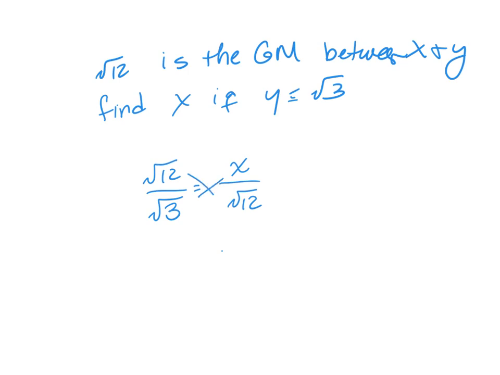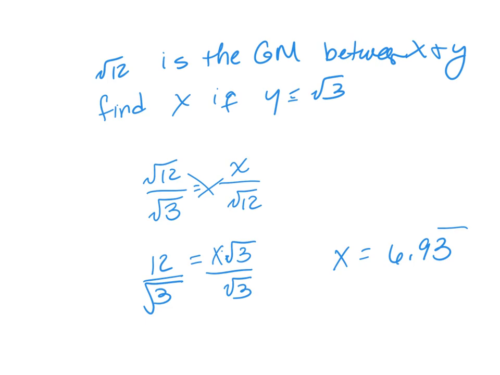So when I cross multiply root 12 and root 12, I get 12. Really? It is. Any radical times itself equals the guy inside the hood. Equals, he doesn't believe me, x root 3. And then to find x, you just divide by root 3. And it'll give you a decimal. Let's see what it is. So x equals 6.93. Everybody get it?